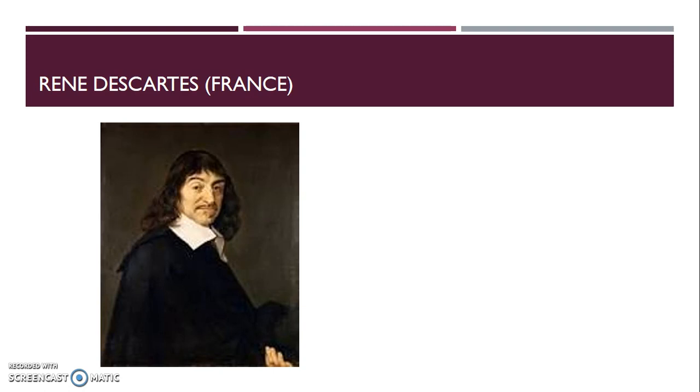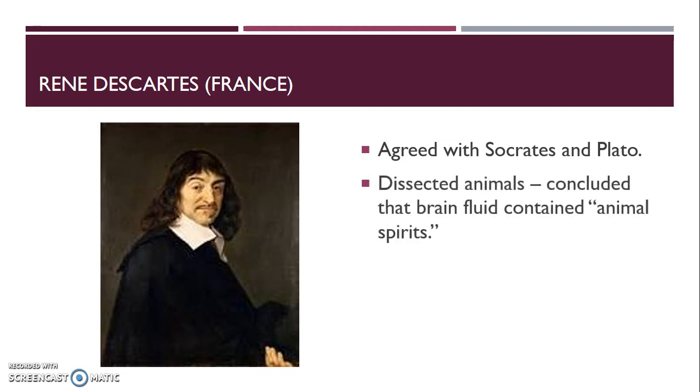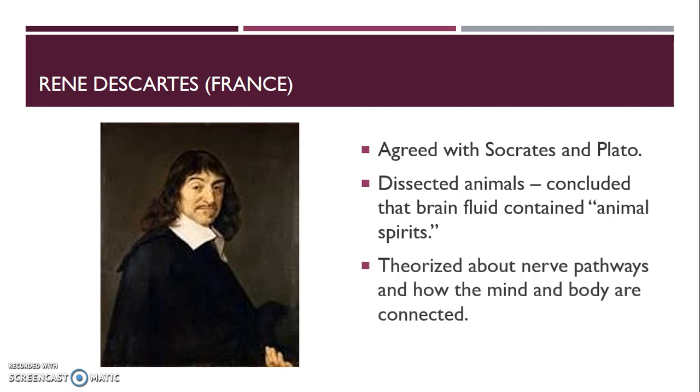Fast forward even more, René Descartes in France actually went back to believing in what Socrates and Plato believed in, that mind and body are separate and that knowledge is innate. He actually conducted some experiments where he dissected animals and concluded that the brain fluid in these animals contained animal spirits. And he theorized about nerve pathways and how the mind and body are connected.